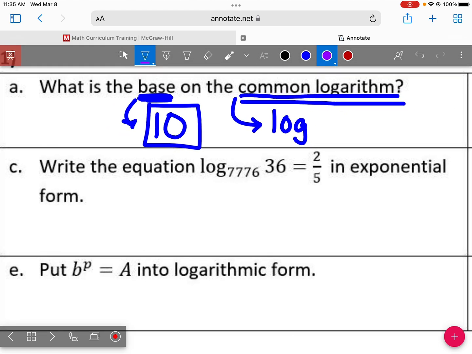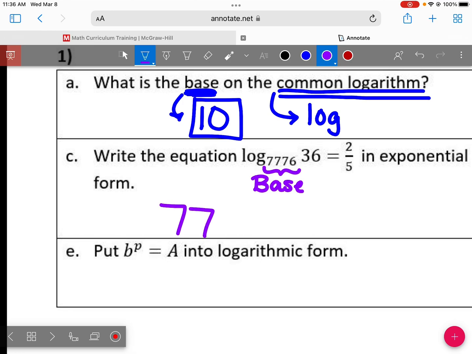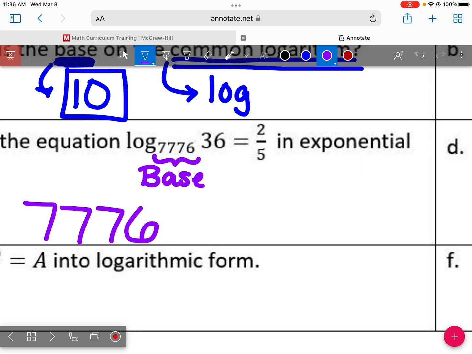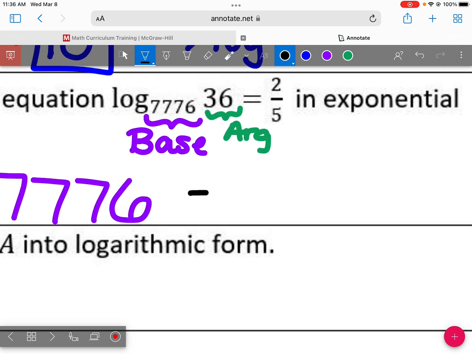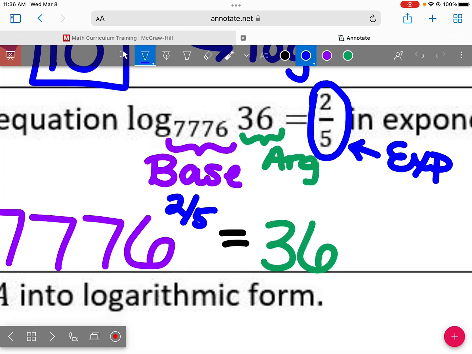Part C, is that written in log form or exponential form? Log form. We're going to rewrite it into exponential form. So I have to identify the base. What's the base here? 7,776 is our base. So I start off with that number, 7,776. What do we call the 36 right here? The argument. Where does that go when it's in exponential form? It goes on a side by itself, after the equal sign. So what do I do with this 2/5 then? That's the exponent, yes. 2/5.